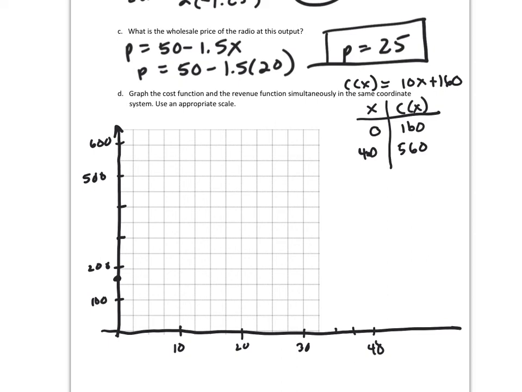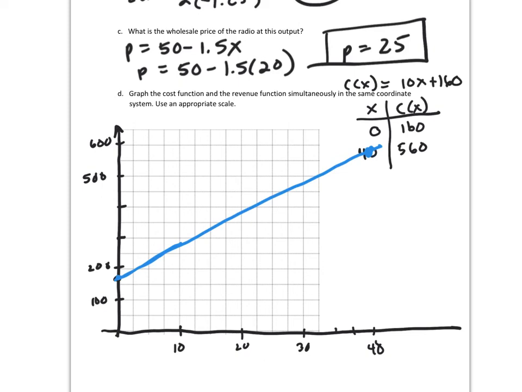Let me get another color. Here and here. And I'm going to freehand this, and we'll see how close this goes. Close enough. I'm stopping at 40 because of my domain.